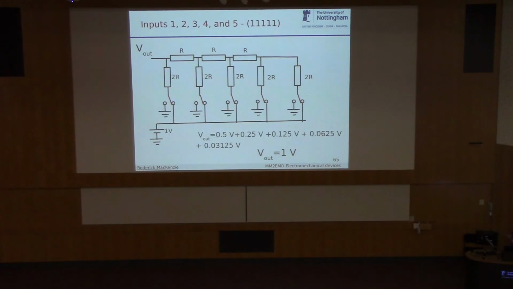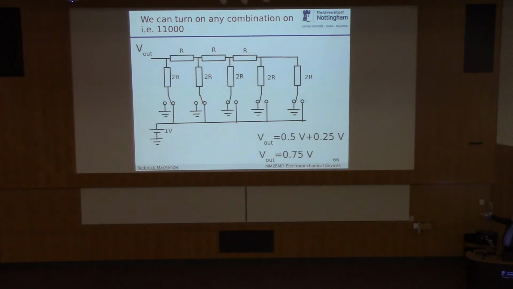So we can also turn the switches on in different combinations. For example, if we turn all the switches on, we get the addition of all the voltages. So we get 0.5 from here, 0.25 from here, 0.125 from here, 0.0625 from here, and so on, and they all add up, and we get 1 volt at the output. So by turning the switches on and off, we can basically select any output voltage between 0 and 1 volt. We can very carefully grade the output.